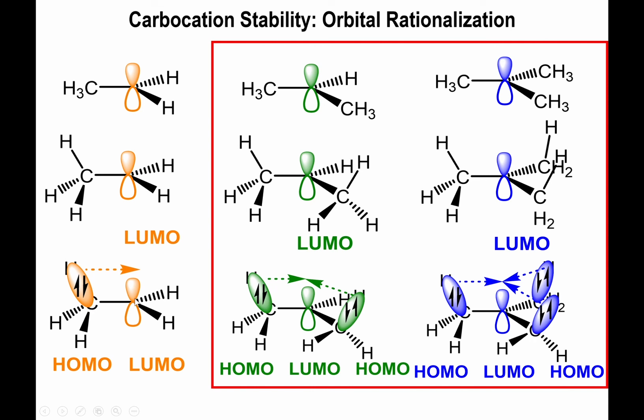Primary doesn't get enough to really facilitate the formation of the carbocation, and methyl doesn't even have these alkyls neighboring the carbocation, so it doesn't even get hyperconjugation. So what you're going to see is that when it comes down to SN1 reactions, this only really happens with secondary and tertiary alkyl halides.